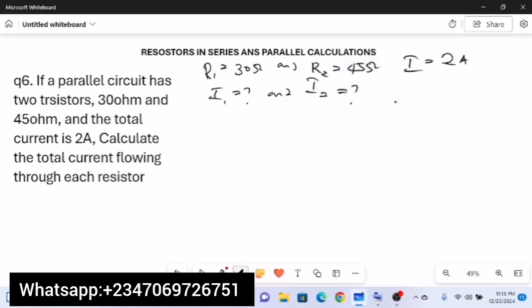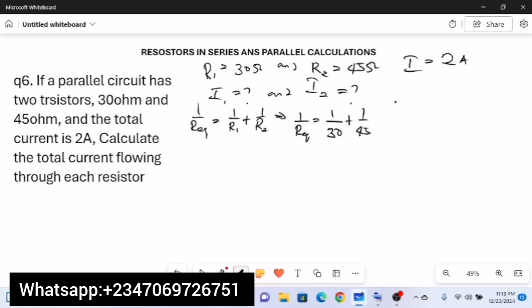Alright, so for a parallel connection, you remember 1 over R equivalent becomes 1 over R1 plus 1 over R2. So this simply implies 1 over R equivalent is going to be equal to 1 over R1, which is 30, plus 1 over R2, which is 45.